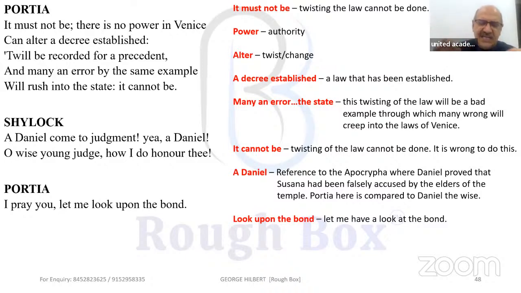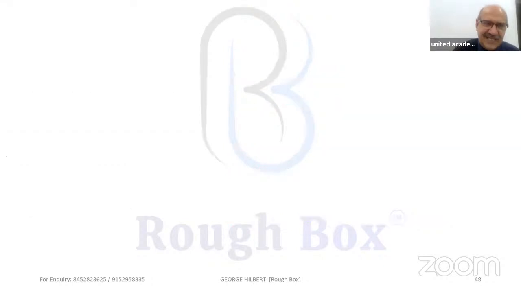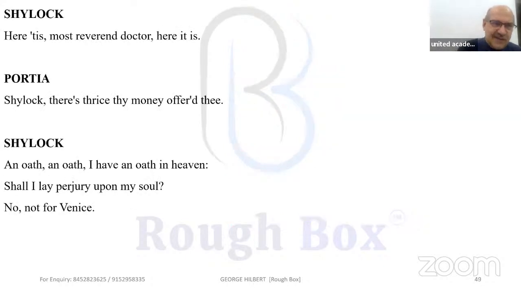Now, she doesn't want to see the bond. She wants Shylock to come to her to give her the bond. And when he's close enough to her, she's going to whisper to him, Shylock, take your money. That's exactly what she does. When Shylock gives her the bond, she says, here it is, most reverend doctor. You want the bond? Here, take it.